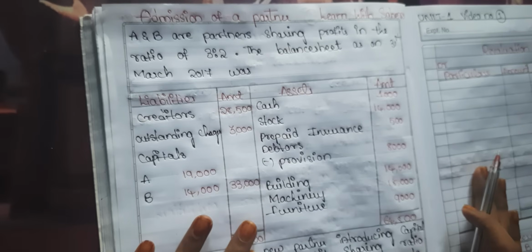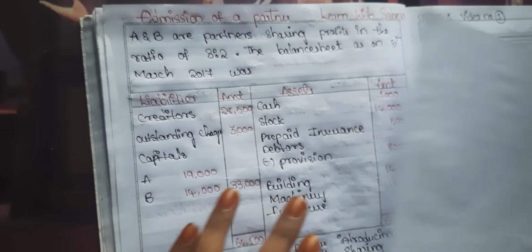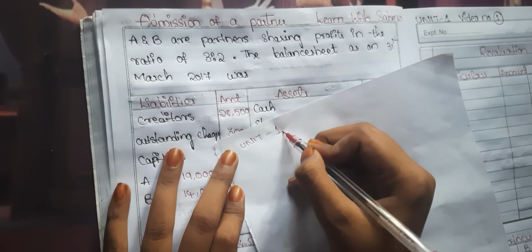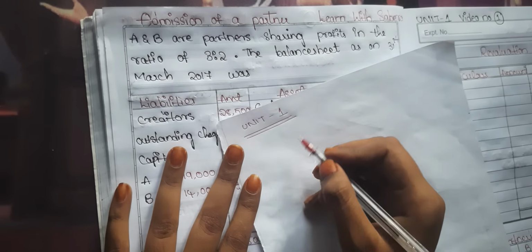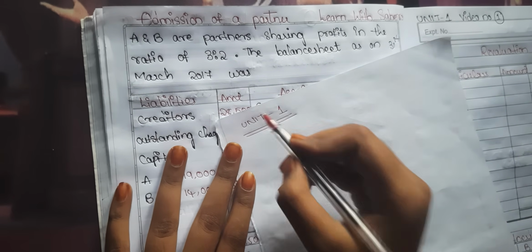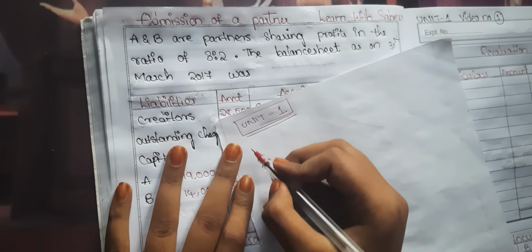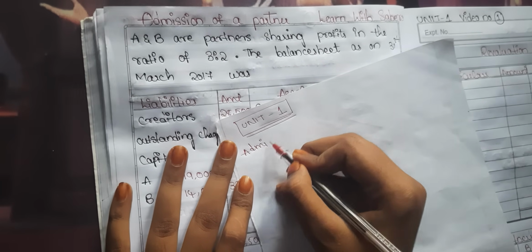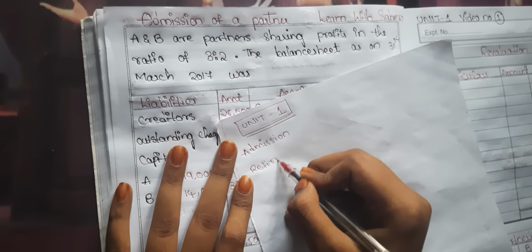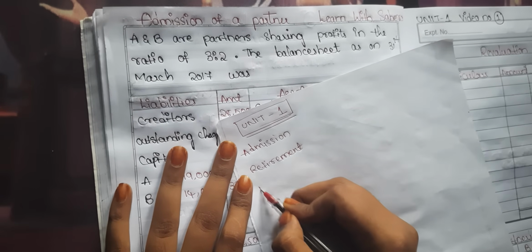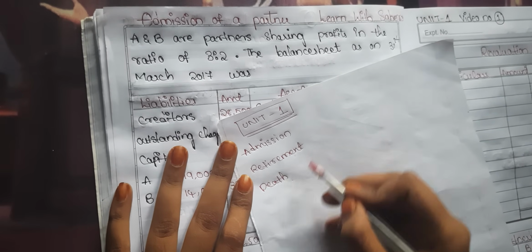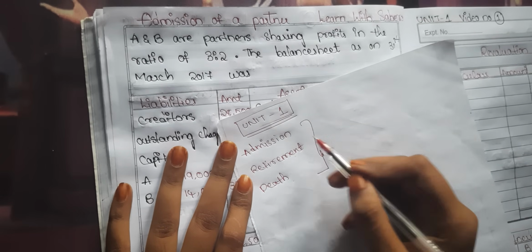Before going into the question or solution, first let us talk about unit number 1 from Advanced Accounting. Unit number 1 is partnership accounts 1. Unit number 2 is partnership accounts 2. About unit number 2 we will be discussing in later videos, but now we are focusing on unit number 1. In unit number 1 we have admission, retirement, death. Admission of a partner, retirement of a partner, death of a partner. These are the 3 topics which are in unit number 1.